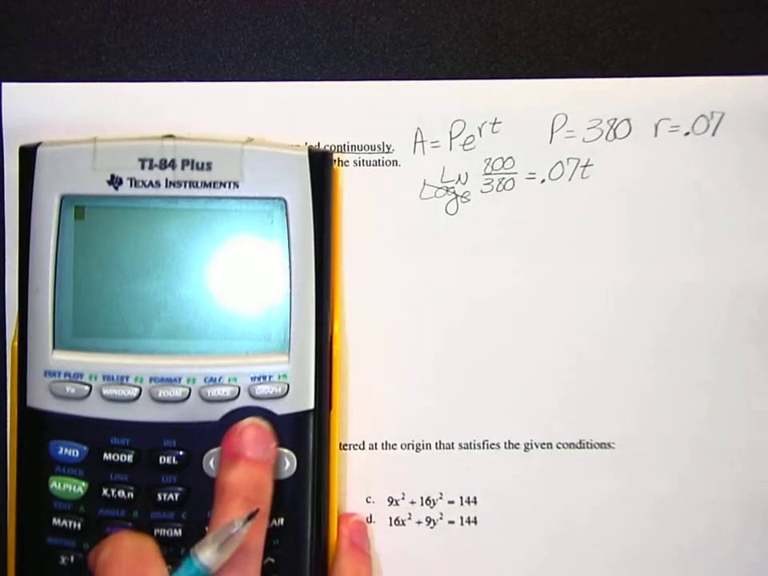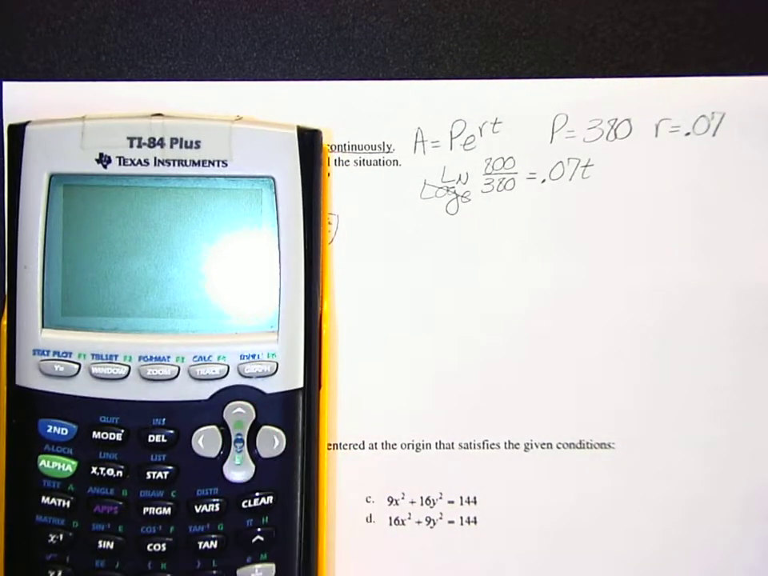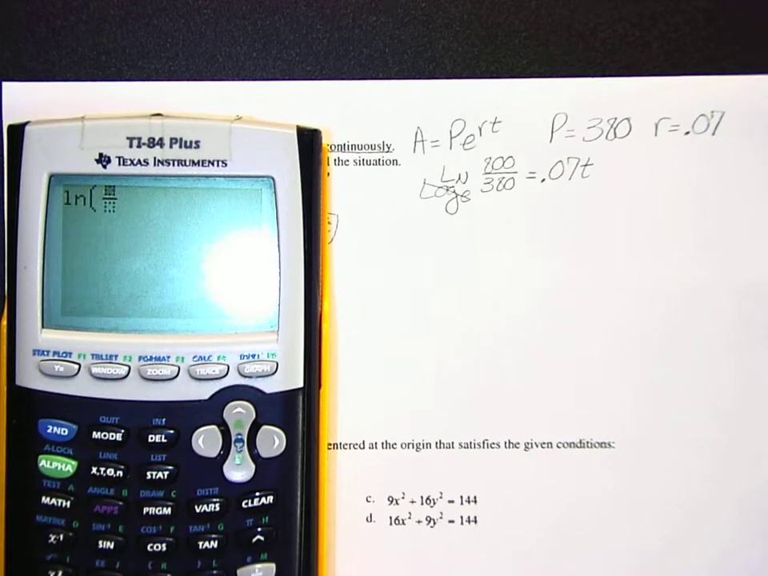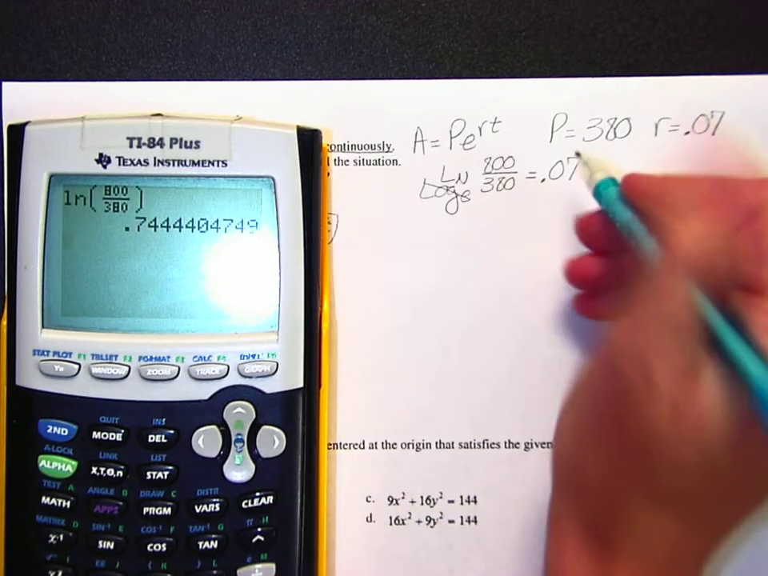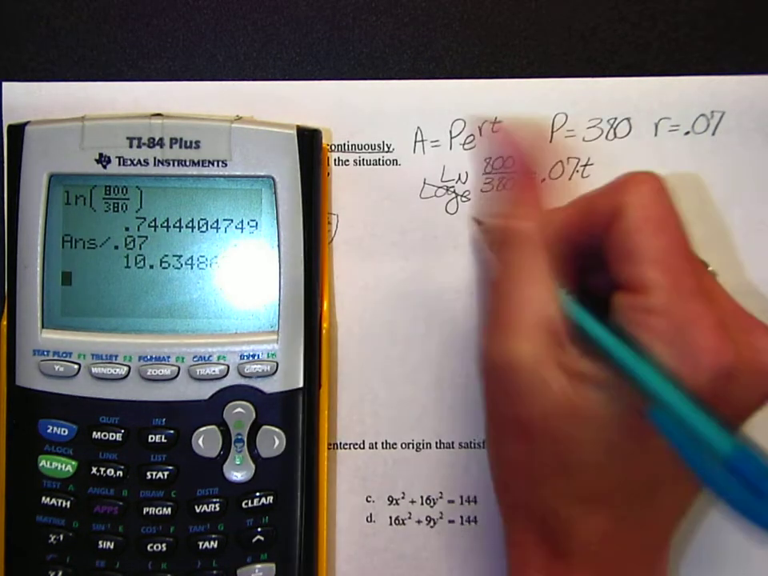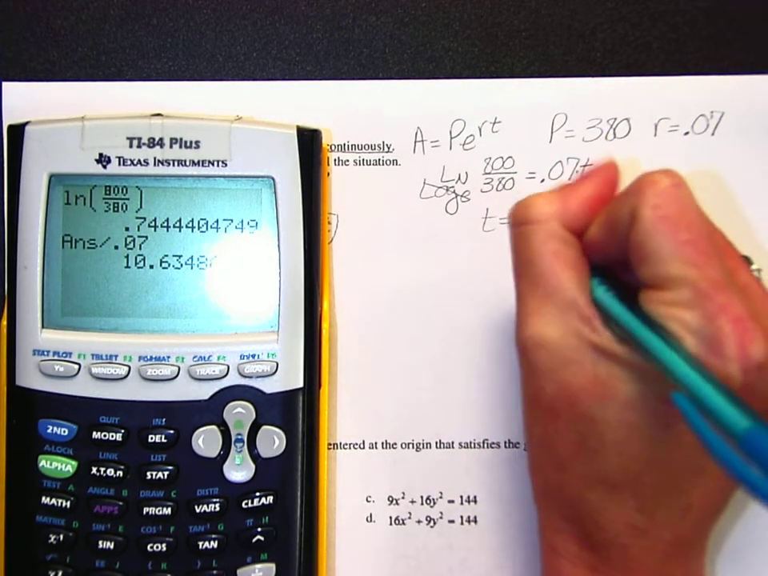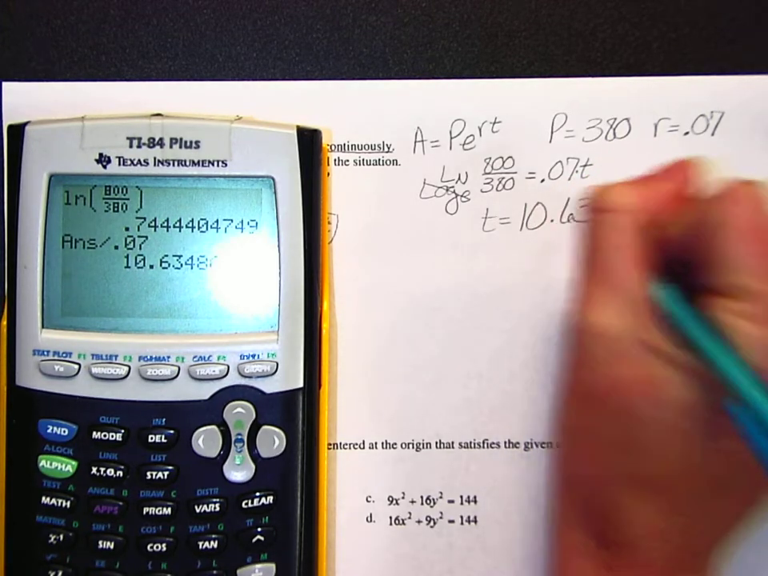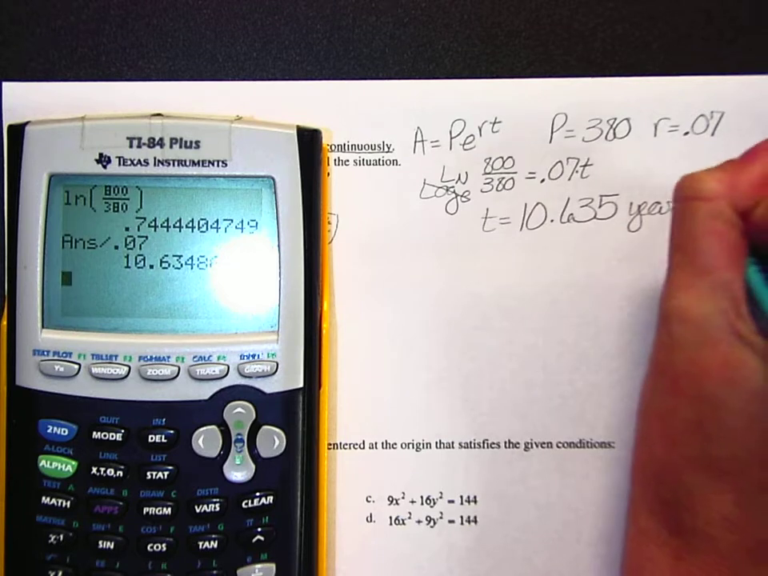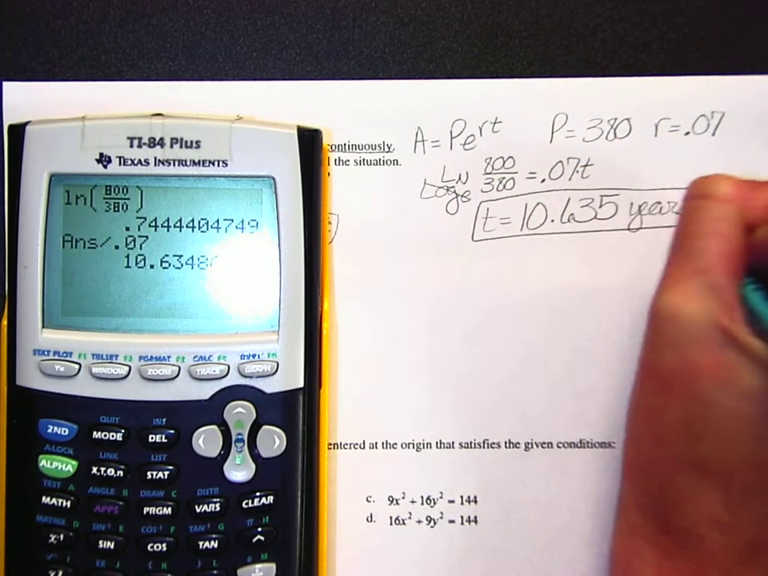So grab my calculator, and I'm going to put in first my natural log, and then I'm going to use alpha f1 number 1 to get my fraction, so 800 over 380, or you can use parentheses if you want to. And then to get t by itself, these are multiplied together, so I'm going to divide over by that 0.07. So t is going to be 10.63, and I'm rounding that to a 5. And the time on these is always in years, so I'm going to measure that in years.